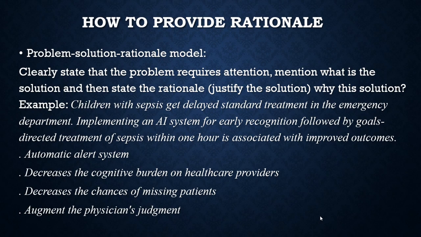Okay, let's take an example. It's always a good idea to give examples because it makes it more simple. All right, so here the problem is that children with sepsis get delayed standard treatment in the emergency department, right? And then the solution is implementing an AI system for early recognition followed by goal-directed treatment of sepsis within 1 hour, which is associated with improved outcomes. Right, so see the model.